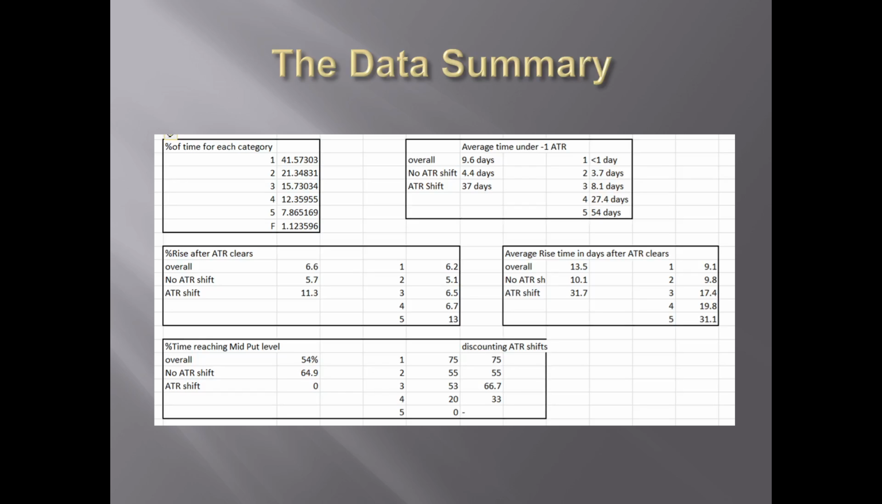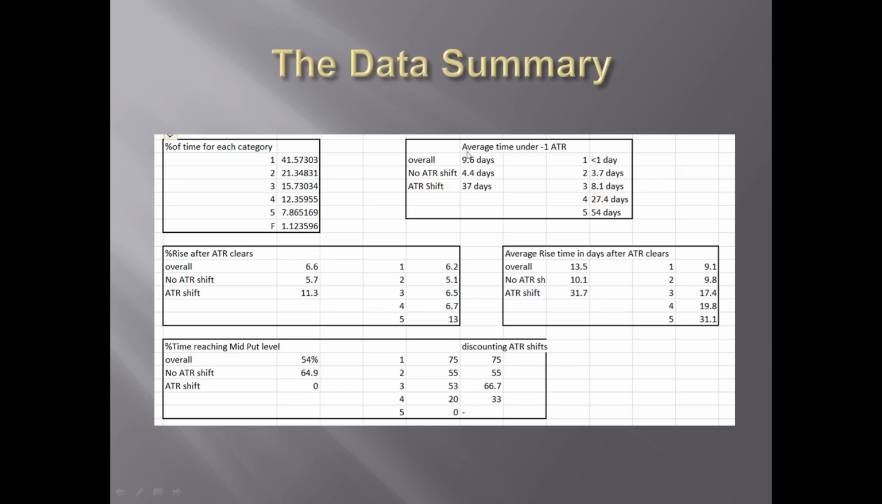So as you can see, it kind of makes sense. The deeper the move, the less frequent it is. All right, so this is the summary I was talking about. Each category: 1s, it's about 41.5%, 2s 21.3, 3s about 15 to 16, 4s about 12, and 5s about 8. And failures, there's only 1% of the time roughly.